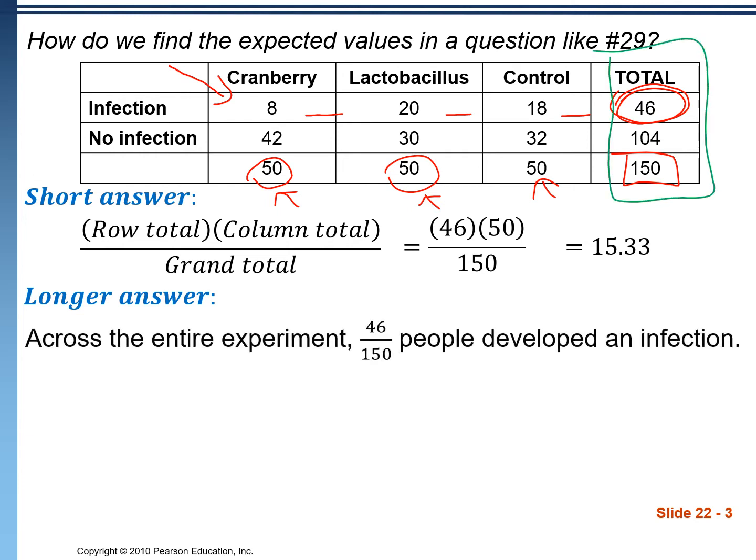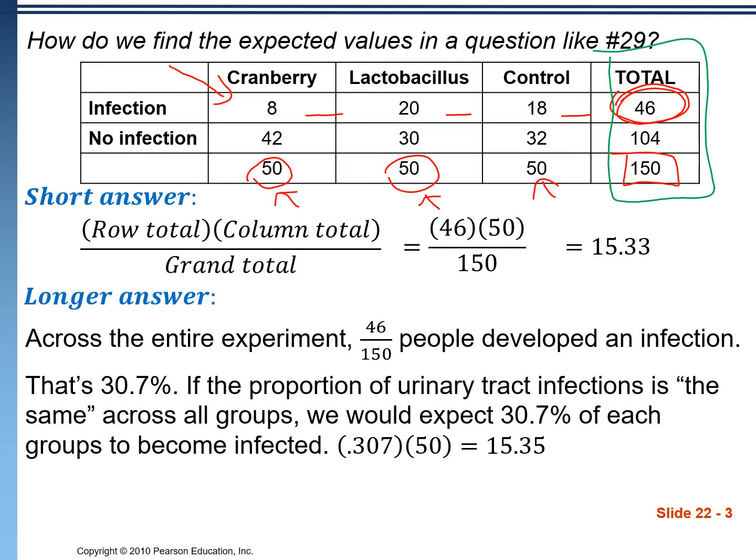Okay, 46 out of the 150 people developed an infection. That's across the entire experiment. That equates to 30.7%. So if the infection rates and non-infection rates are the same across the groups, that's what we're testing, we would expect 30.7% of each of these groups to develop some kind of infection. 30.7% of 50 is 15.35. There's a difference because we rounded this, but otherwise we would get the same thing.